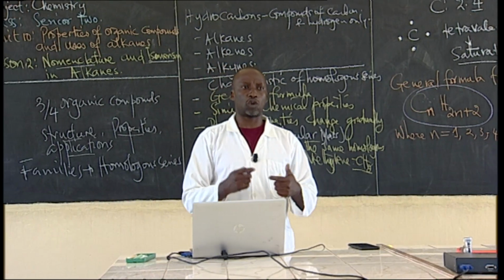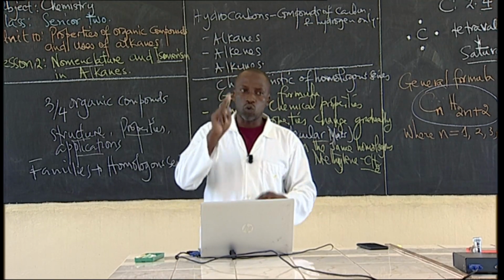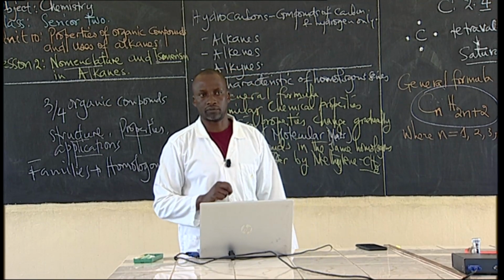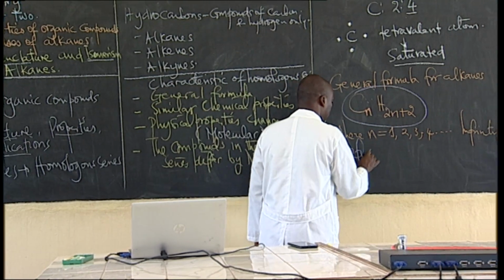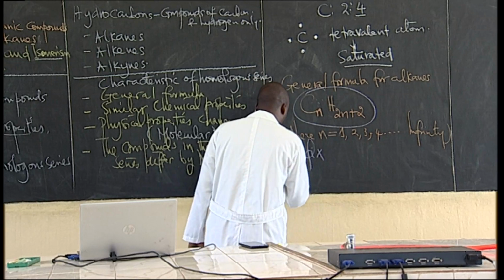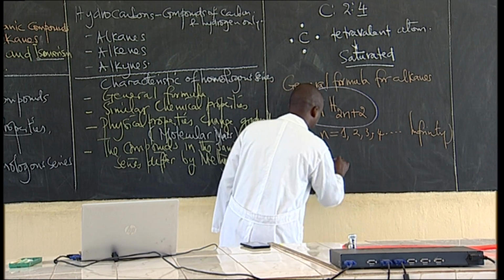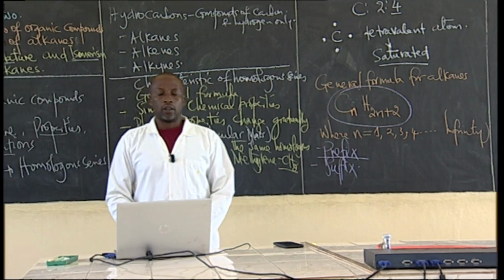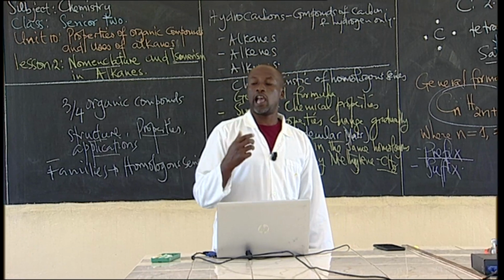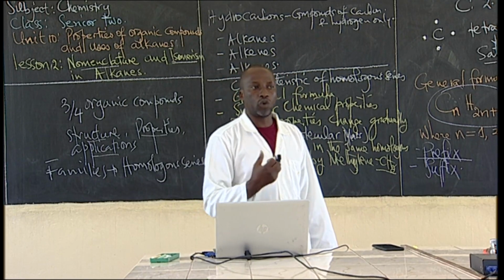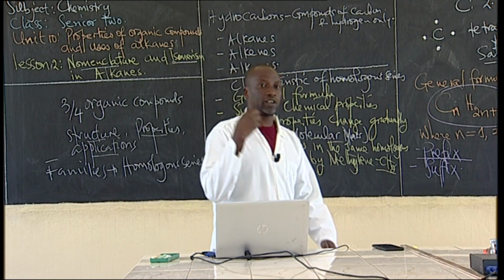So looking at the nomenclature, how are we going to name these compounds? There are 2 words that we need to use: what we call a prefix, and what we call a suffix. When we are naming these compounds, we are not using our own names. These are not concocted names. The names are derived from IUPAC.